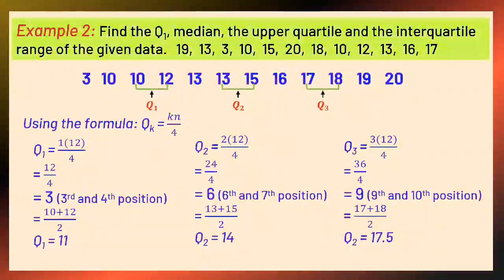Last but not the least, class, is for us to identify the value of the interquartile range. So we have the value of quartile 3 minus the value of quartile 1. So we have 17.5 minus 11, that is equal to 6.5. So therefore, our interquartile range is equal to 6.5.